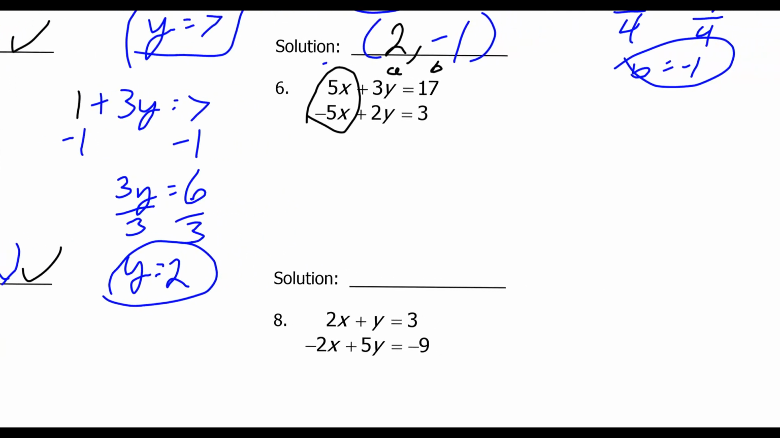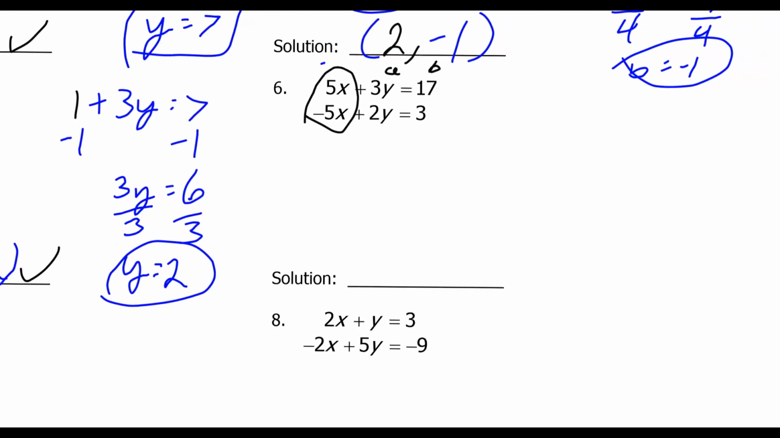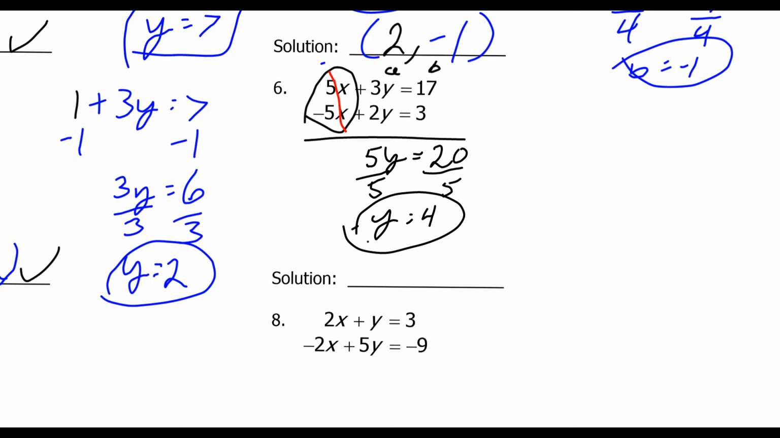Okay, now, number 6. Okay, we determined earlier that our zero pair for this one is going to be 5x and minus 5x. So when we go to combine this, okay, we wind up with 0x, and those cancel. What we're left with, however, is 3y plus 3y, which is going to be 5y. And then 17 plus 3 is going to be 20. We divide each side by 5, and y equals 4.